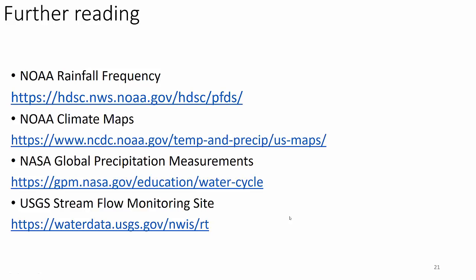So I provided some other further reading for you, and the link to Aqueduct is on your homework assignment on Blackboard, as well as directly linked to Blackboard Week 1. Please save that link because you're going to use it extensively through this class. Take a look at the NOAA rainfall frequency and climate maps and their global precipitation measurements from NASA, as well as the USGS streamflow monitoring site. Go ahead and take a look at those because we're going to use those starting next week.